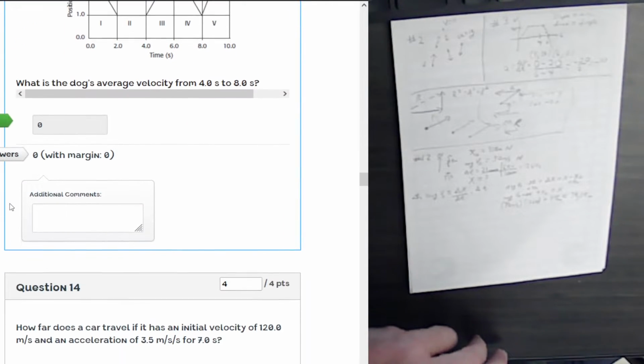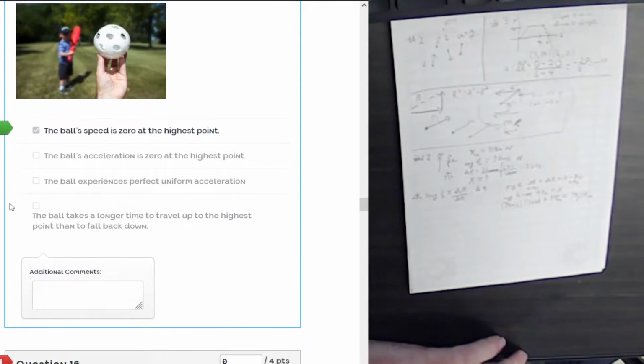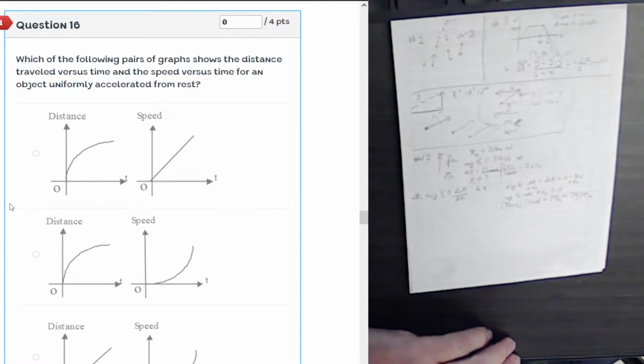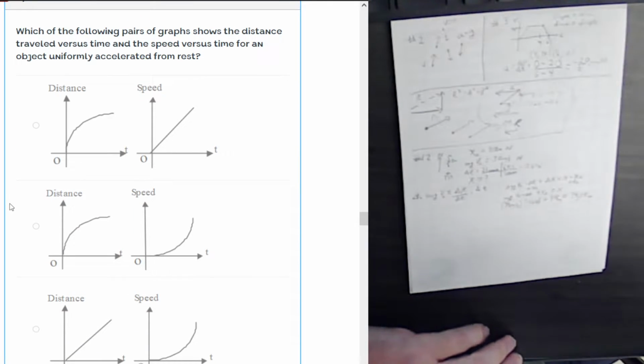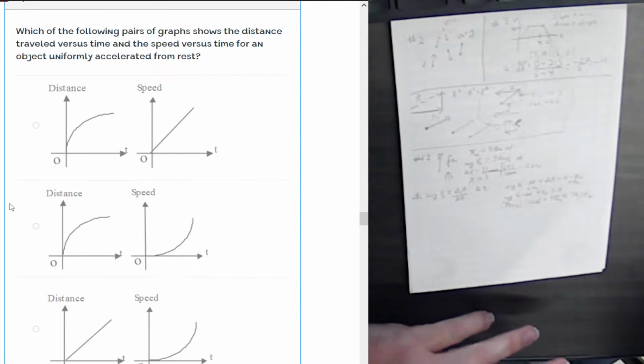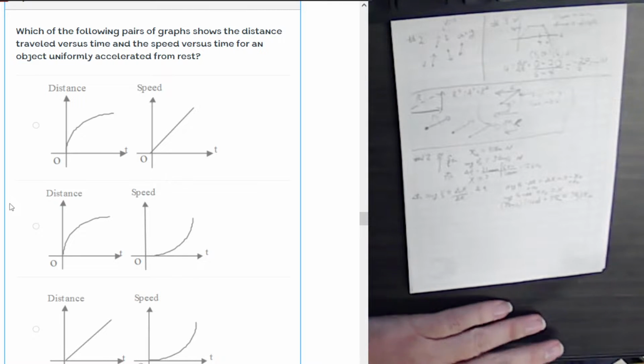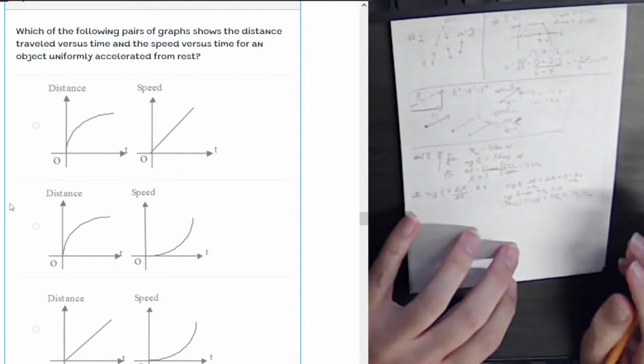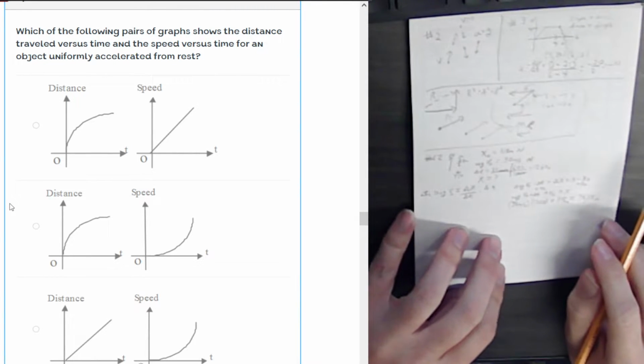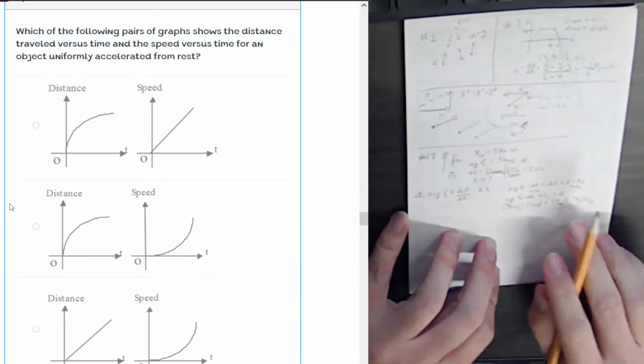Alright, so it looks like 13 was right, 14 was right. So 16. Which of the following pairs of graphs shows the distance traveled versus time and the speed versus time for an object uniformly accelerated from rest? So we're looking at a distance versus time graph and a velocity versus time graph.